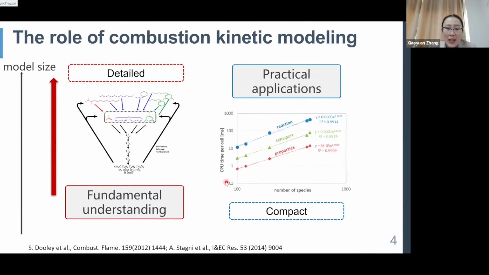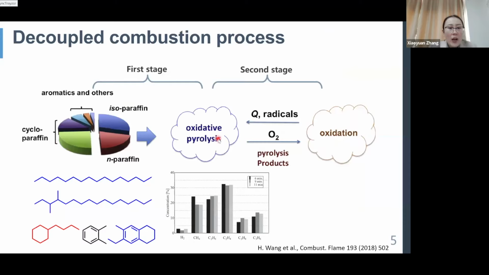This figure shows that the CPU time increases with the increasing number of species in the kinetic model. While for practical CFD simulations, we need a model that is compact enough. So these two purposes seem to motivate the kinetic model development towards two opposite directions. So what we are thinking is how to balance these two purposes. Well, this requires a deeper understanding of the combustion process and also some novel approaches to model real fuel combustion.